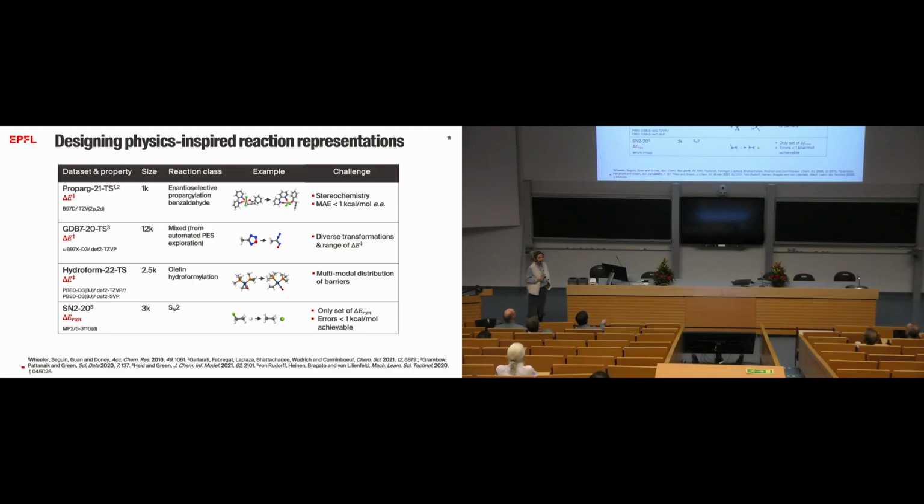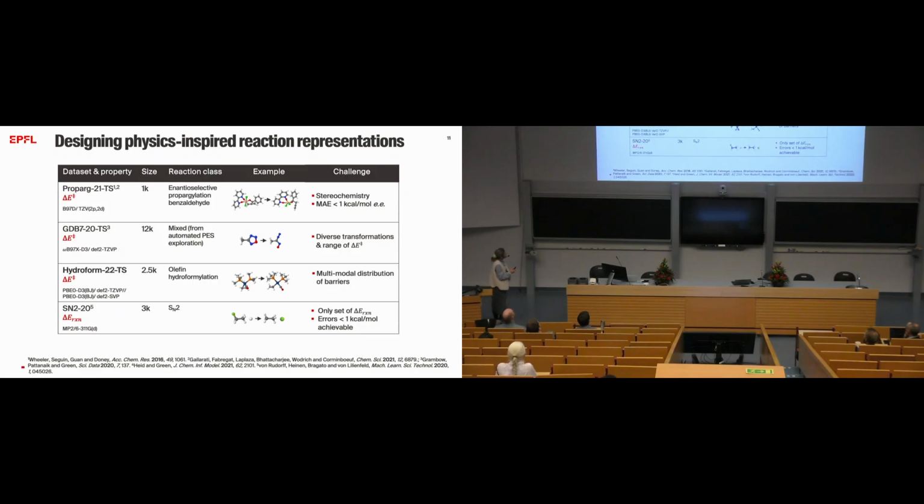This is not an exciting slide, but it's a very important one. It's showing you all the data sets that were used to validate and verify the accuracy of the representation that I will present. They are very diverse. There is the GDB set that contains a lot of diverse transformations with a super large range of activation barriers. There is a much smaller set, Propargyl, that is very sensitive to get right because it is about stereoselectivity and enantioselectivity, but the chemistry is very stable.